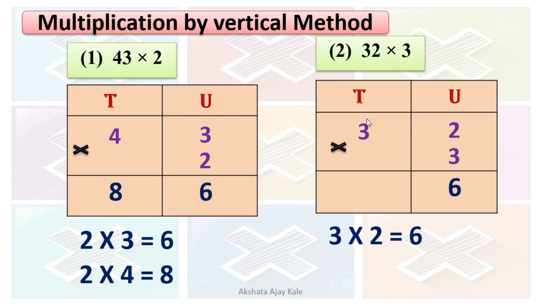And in the tens place 3 is there. We are going to multiply this 3 by 3. So 3 3s are 9. Isn't it? So 9 we will write in the tens place. So what is the answer? 32 multiplied by 3 is equal to 96. Got this, children? This is the vertical method.